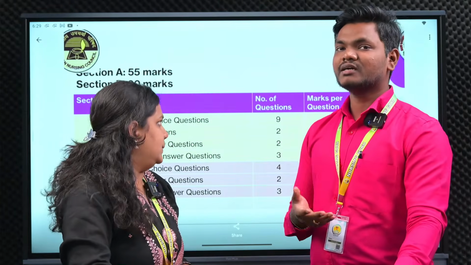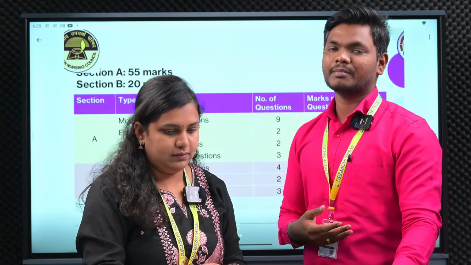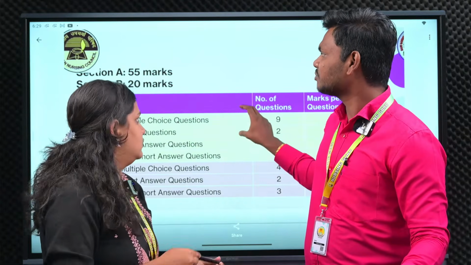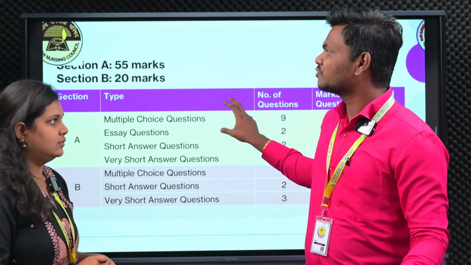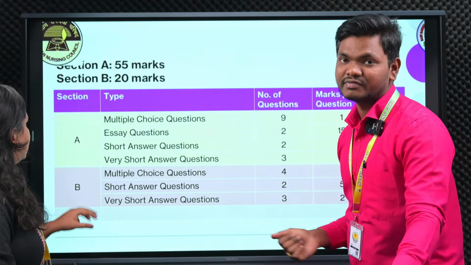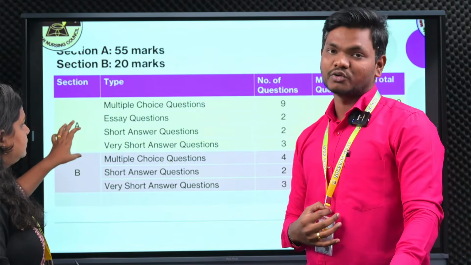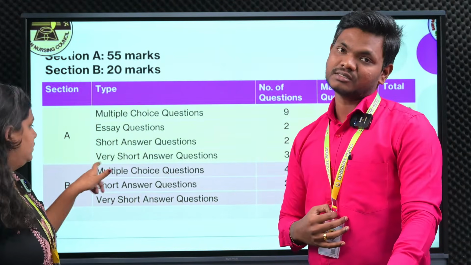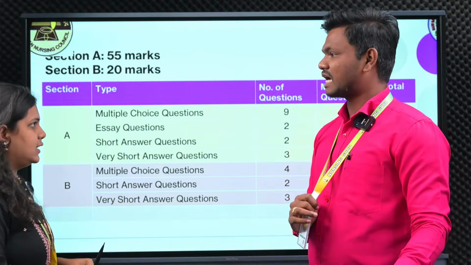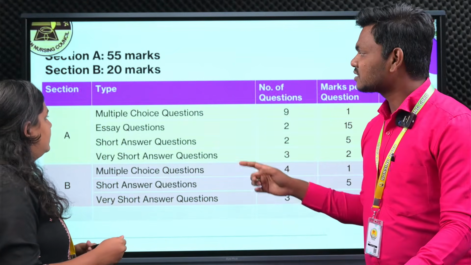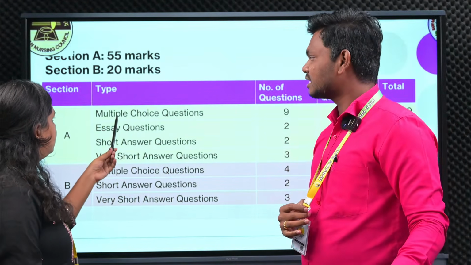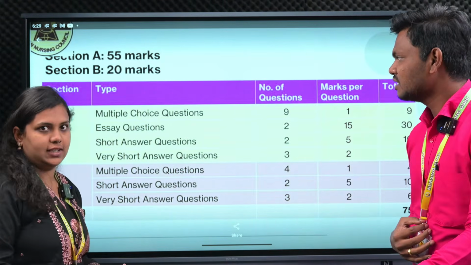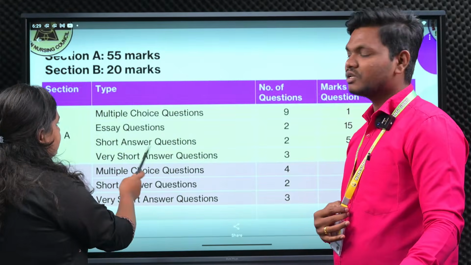Many of you would have known about the question patterns. Now we will tell about the question pattern of research and stat. Research will be 55 marks and the stat will be 20 marks. Section A will be research and section B will be statistics. In section A, first will be the essay questions, which are 15-mark questions. Two questions you have to write.